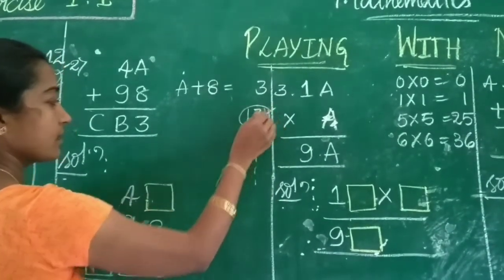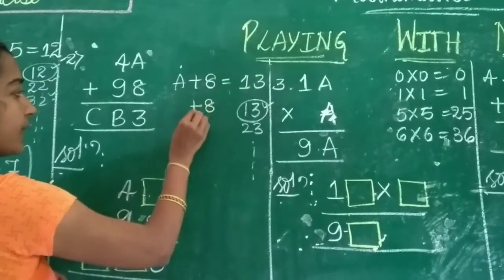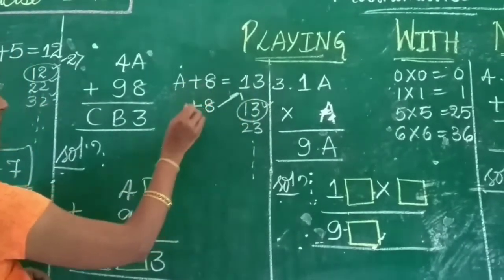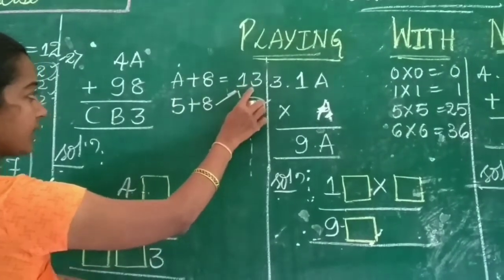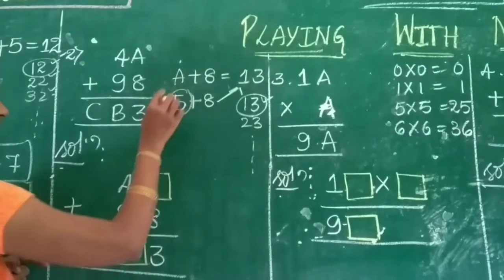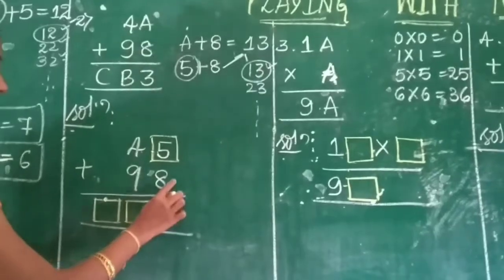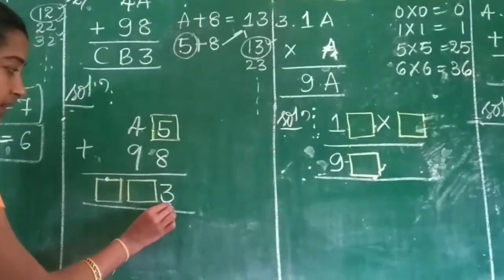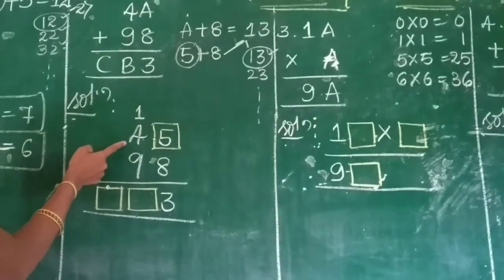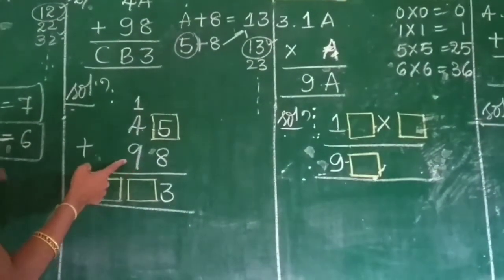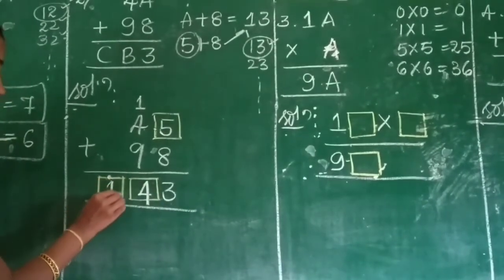Now, let us first check 13. How much is added with 8? It gives 13. 5 is the number. Added with 8, it gives 13. Now, substitute this 5 in place of A. Here, 5 plus 8 is 13. 3 is already there. Put the 1 carry here. 1 plus 4 is 5. 5 plus 9 becomes 14. So put here 4, here 1.